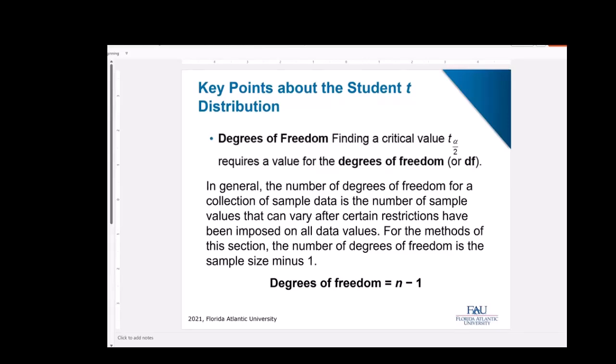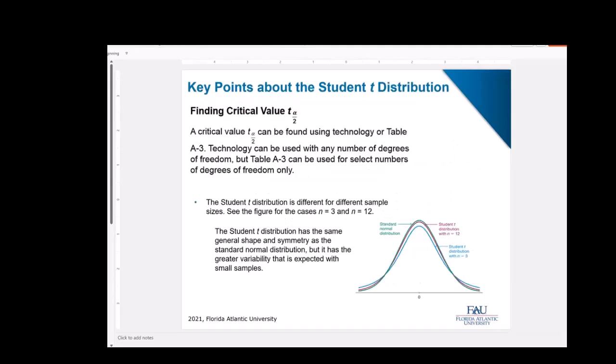In general, the number of degrees of freedom for a collection of sample data is the number of sample values that can vary after certain restrictions have been imposed on all data. For the method of this section, the number of degrees of freedom is the sample size minus 1. Key points about the student t-distribution.